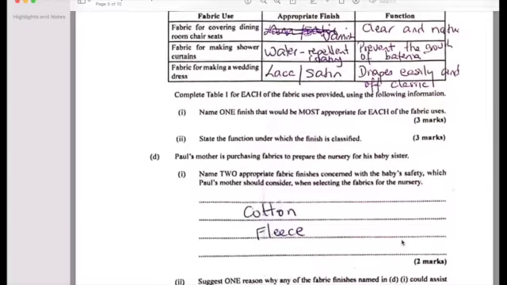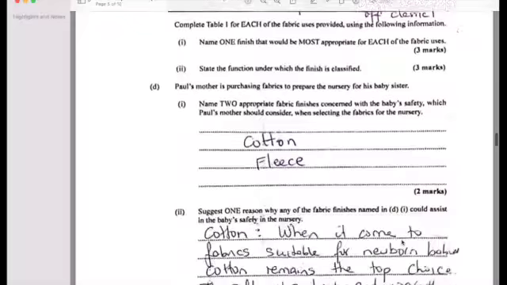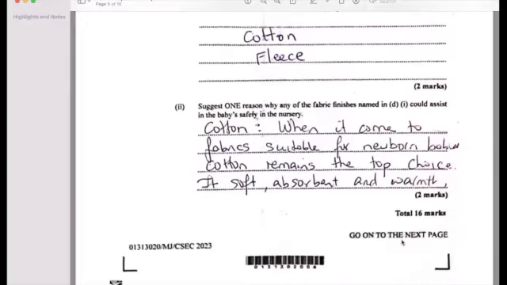Paul's mother is purchasing fabric for a nursery for a baby. So we're talking about a baby sister, and we're doing a nursery. They asked the question, name 2 appropriate fabric finishes that will be for the baby's safety. You know cotton is a must, so cotton will be 1 and fleece is another. 2 marks. Suggest one reason why any of the fabric finishes above could be for the baby's safety. So I chose cotton.